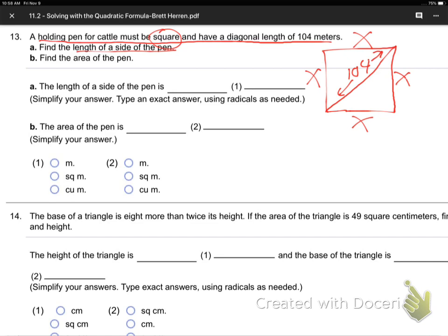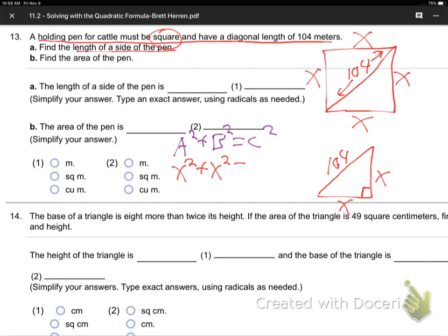Well, if we take only half of it, x by 104, then we have a right triangle, don't we? So there's a right triangle. We're going to use the Pythagorean Theorem. Remember, whenever you have a right triangle, you can do the Pythagorean Theorem. A squared plus b squared is c squared. So what does that mean? In our case, x squared plus x squared is 104 squared. So there it is. There's our equation.